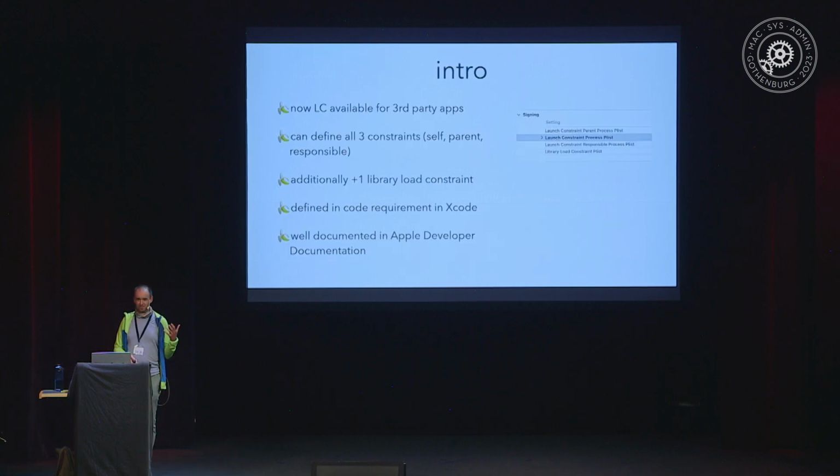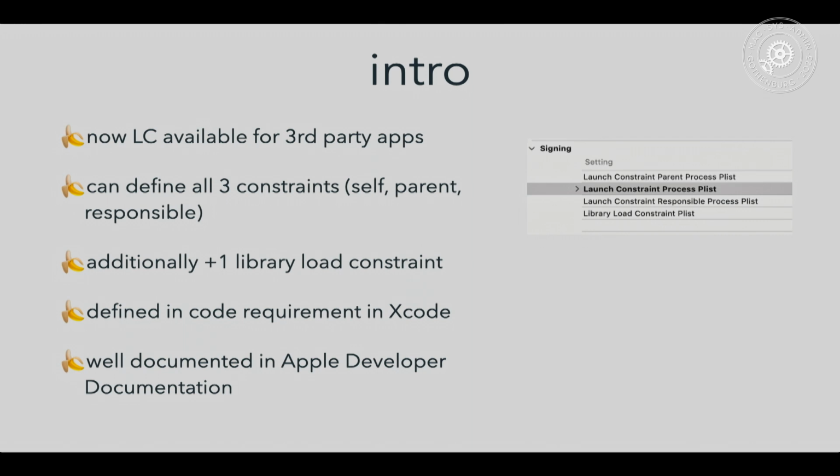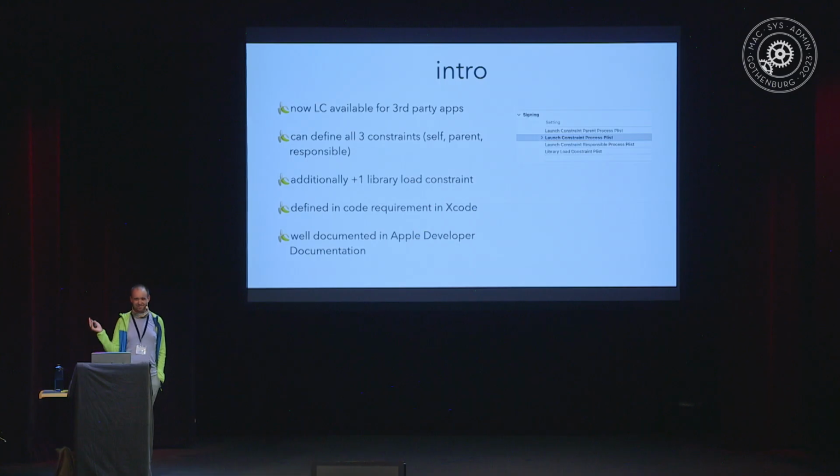So it's very easy to use. You go to Xcode, you define a code requirement, and you can basically assign it to your app. You can define a process constraint, a self constraint, a parent responsible constraint, and also library load constraints, where you can define which third-party plugins you accept. This is very well documented on Apple's website. I suck at developing anything, and even I could use it. So it's really easy.